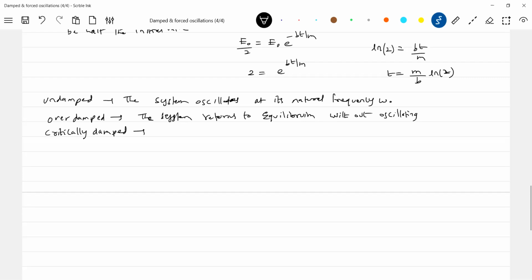Critically damped: the system returns to equilibrium as quickly as possible without oscillating. So what we have is over damped, critically damped, and under damped. Okay, next one.